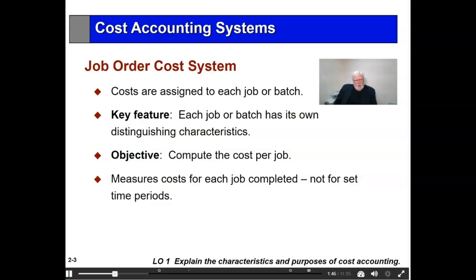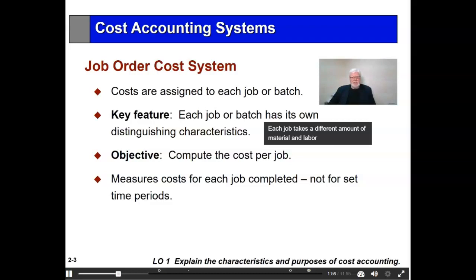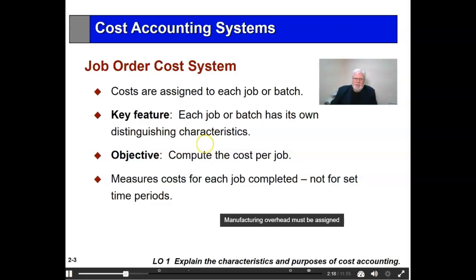Now, it's called job order because what we're doing is assigning costs to each job. And the key feature of a job is that each job is different. That is, it takes a different amount of material, a different amount of labor, and therefore should pick up a different amount of manufacturing overhead. Remember, direct material is material that is direct and can be measured and traced to the product. Direct labor can be measured, so those two are actual. But manufacturing overhead has to be assigned.